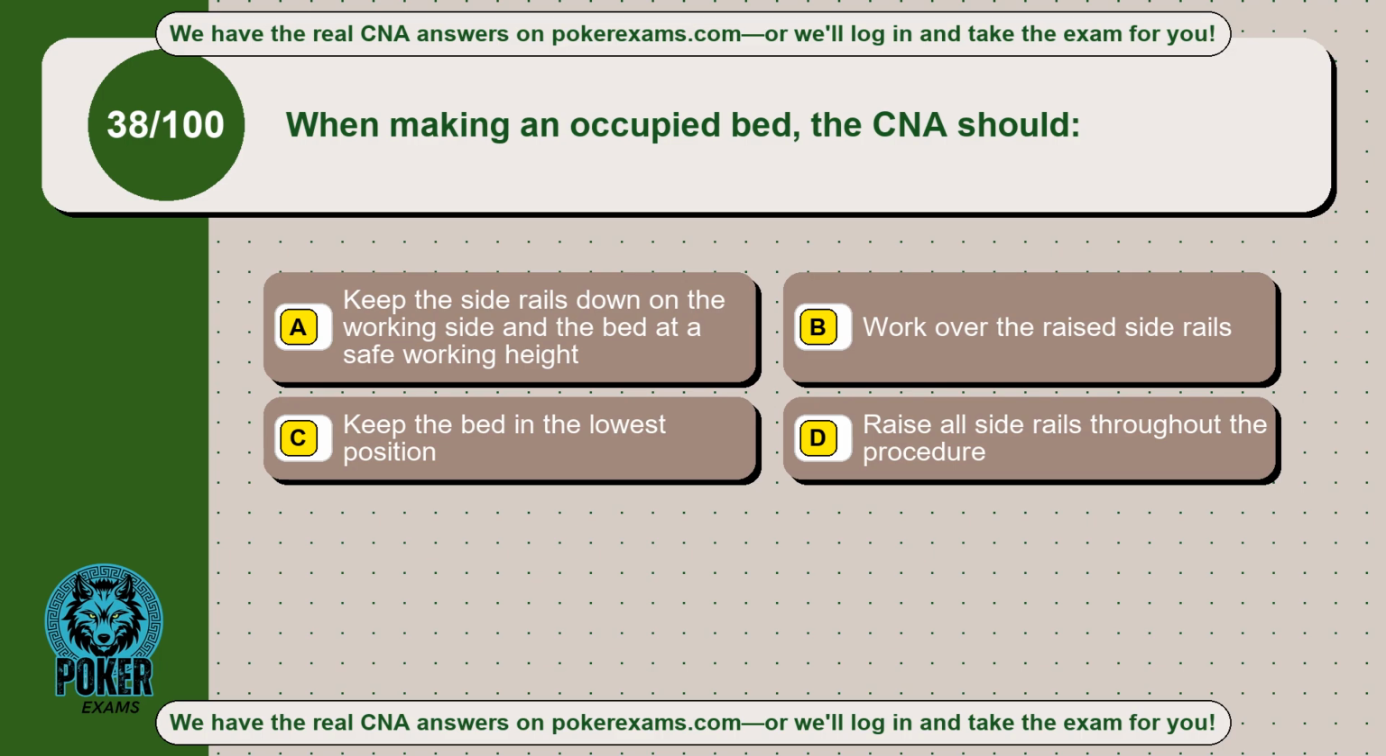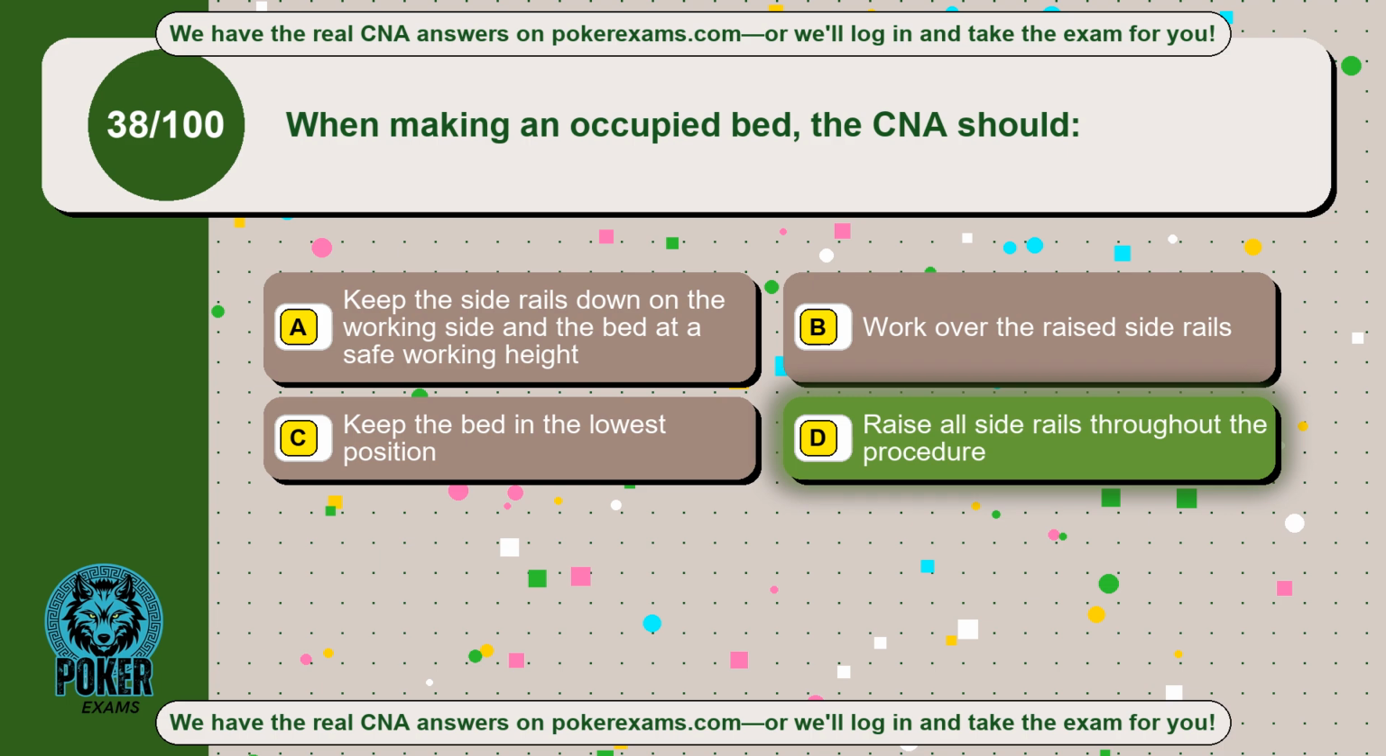Question 38. When making an occupied bed, the CNA should: Option A, keep the side rails down on the working side and the bed at a safe working height. Option B, work over the raised side rails. Option C, keep the bed in the lowest position. Option D, raise all side rails throughout the procedure.